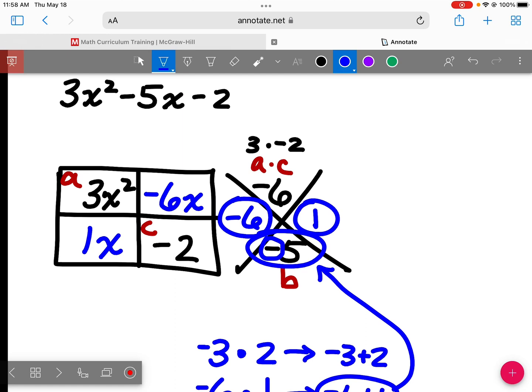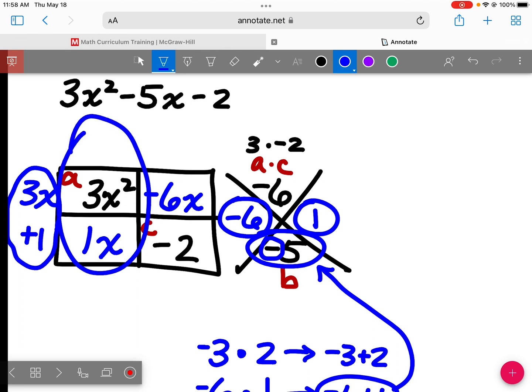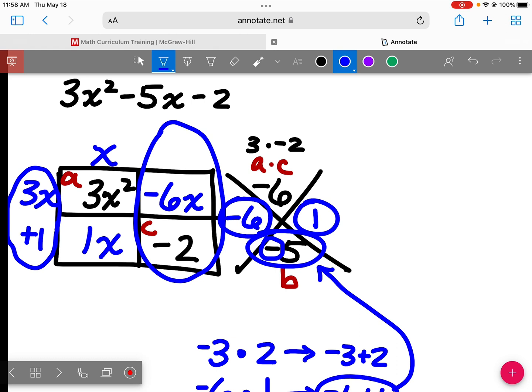All right, rows and columns. 3x I can take out of both of those top two boxes. What about 1x and -2? 1, positive or negative 1? Positive, so 3x plus 1 is a factor of my numerator. What about 3x squared and 1x? 1x. Be careful on this next one. -6x and -2, the biggest thing that'll go into both of them. -2.